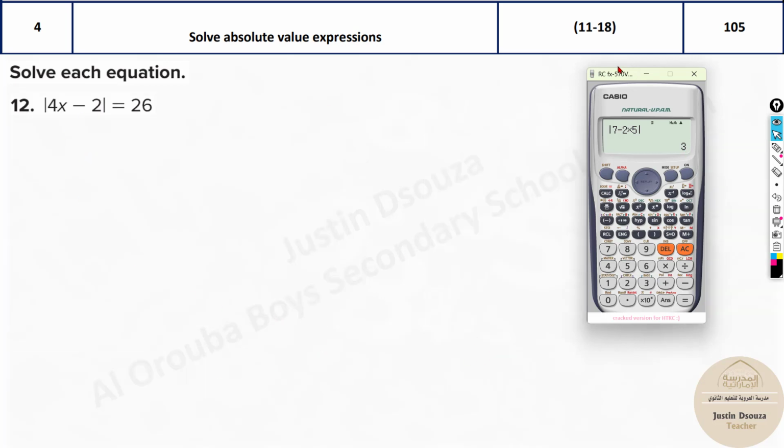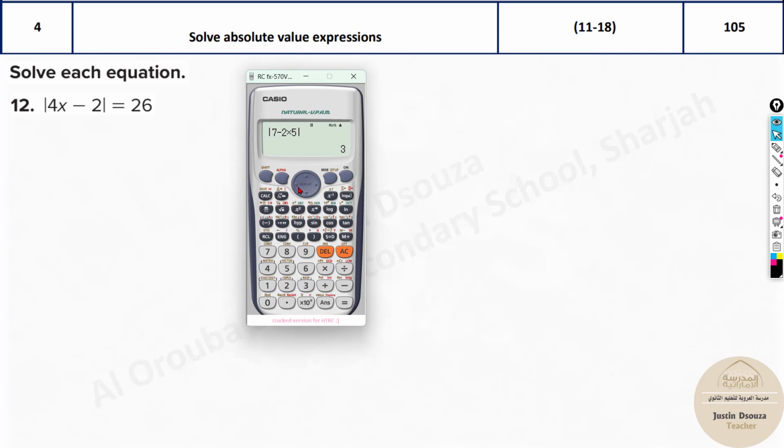Let me just do this directly in the calculator. All you need to do is type it out entirely at the beginning. Shift and this symbol ABS, 4 alpha x minus 2 equals 26. Then shift and solve, and the answer is 7. Now I'll clear it over here itself. The answer is 7. If I put 7 instead of x, I must get the answer 26.